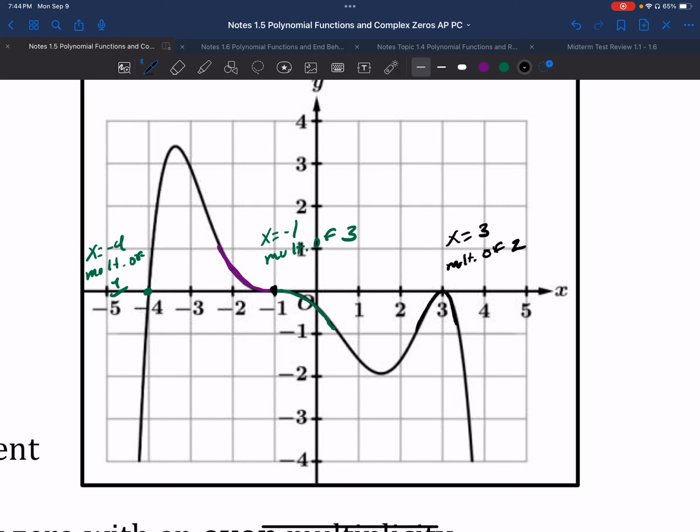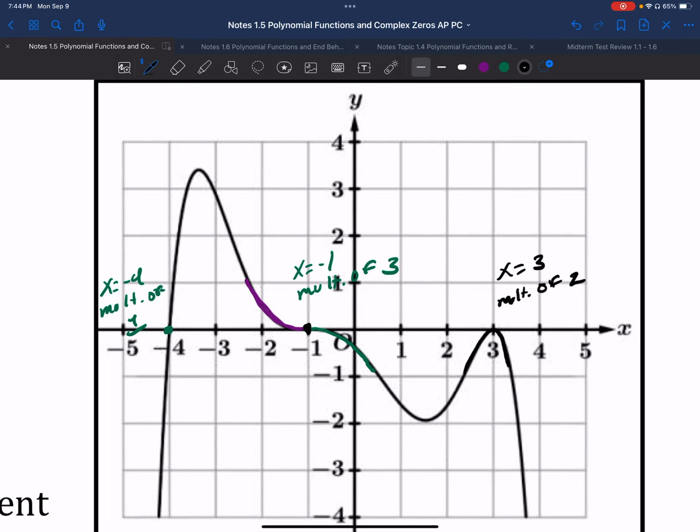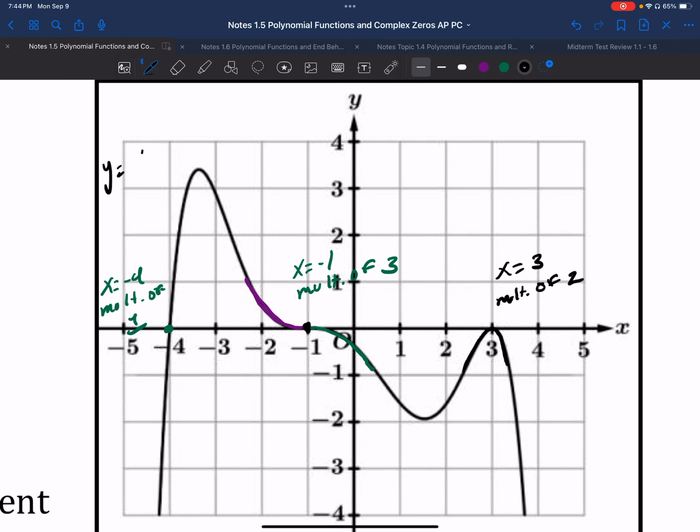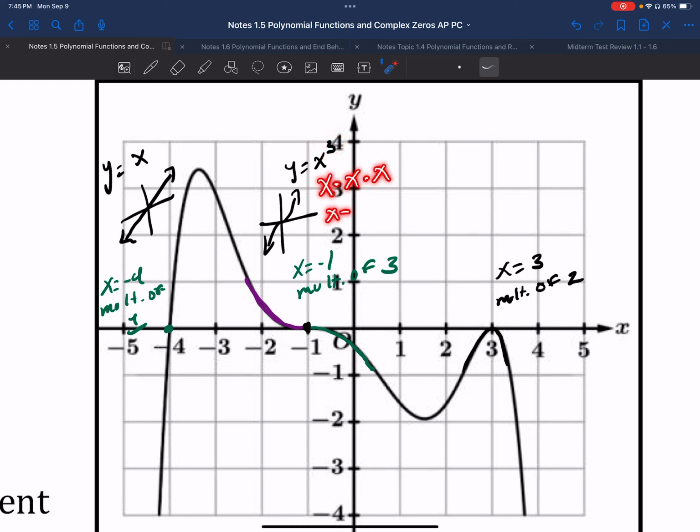How are you going to remember all this information? The way that I like to remember is to think about my parent functions. So if I remember y equals x, again, I only have x equals 0 as my answer. One multiplicity, you can see it crossing, nothing else is happening. For the second one, y equals x cubed, I have a function that looks like this, but this one has a multiplicity of 3. Again, you can rewrite it as x times x times x, or you can get x equals 0 three different times. Again, parent function, you can see it crossing and changing concavity right at the 0.